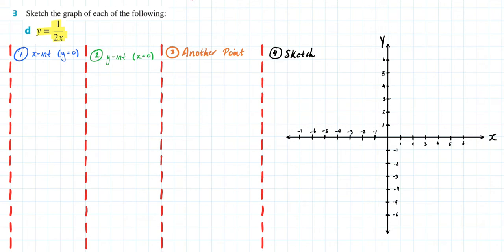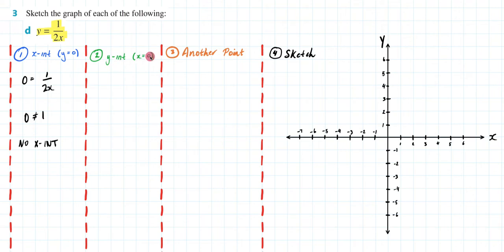So let us begin by first finding my x-intercept by letting y equal 0. So I'm going to be left with 0 equals 1 over 2x. I will then times both sides by 2x, and what I'm going to be left with is 0 equals 1. The last time I checked, 0 doesn't equal 1, so that tells me that there are no x-intercepts.